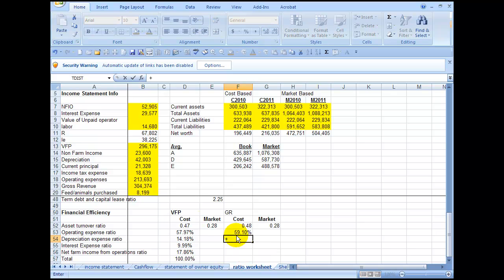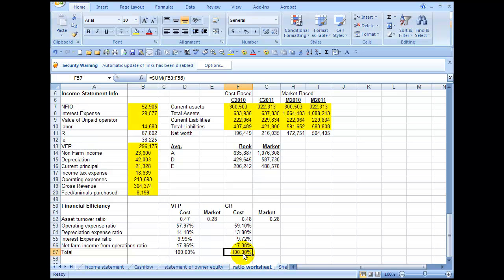And then our depreciation expense ratio is depreciation expense divided by gross revenue. Interest expense is interest expense divided by gross revenue. Enter. And then net farm income from operations is NFIO divided by gross revenue. And we can make these all percentages, add a couple decimal places, and then let's do our check. And if we've done things correctly, and we did, these both add up to 100%.